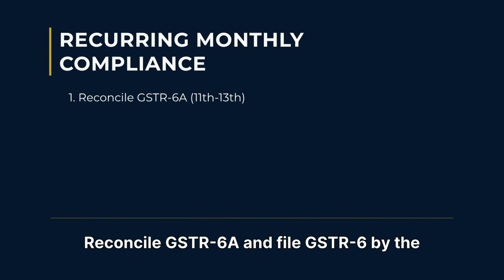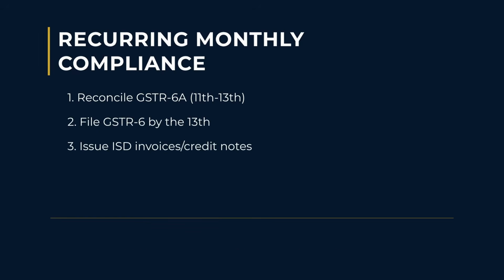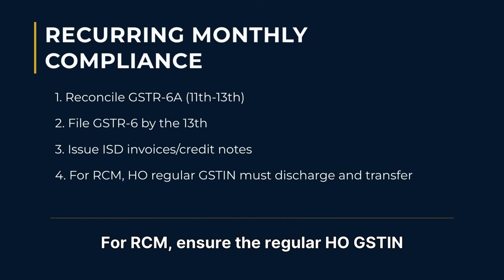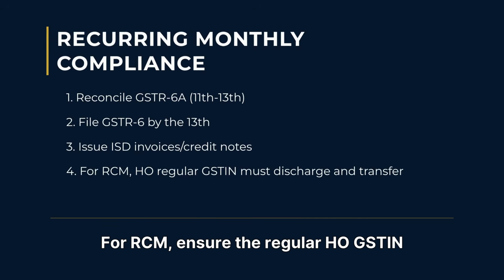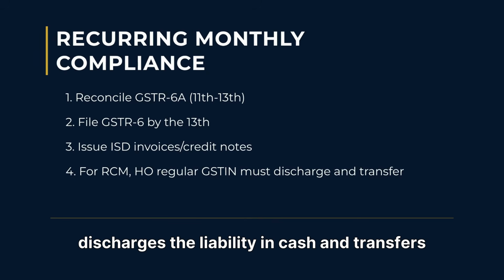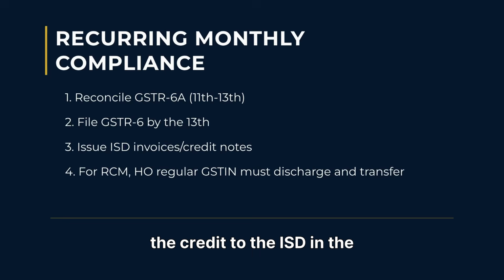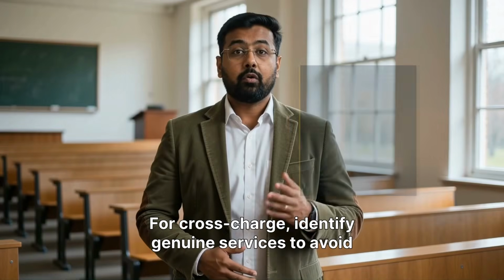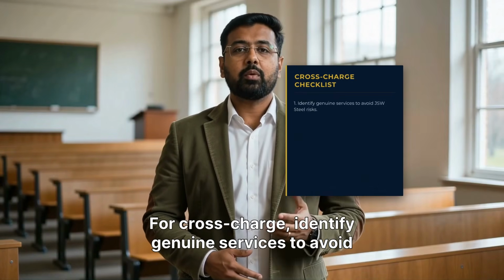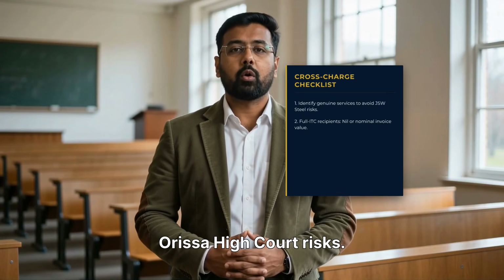Monthly compliance is a race. Reconcile GSTR6A and file GSTR6 by the 13th. For RCM, ensure the regular HO GSTIN discharges the liability in cash and transfers the credit to the ISD in the same month. For cross-charge, identify genuine services to avoid High Court risks.